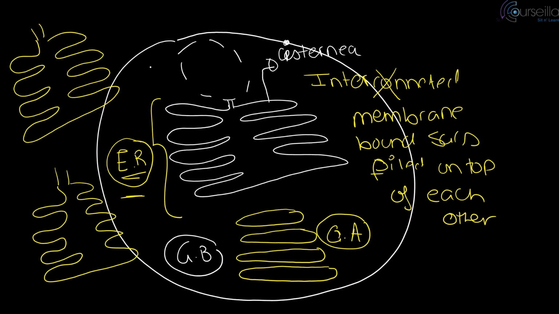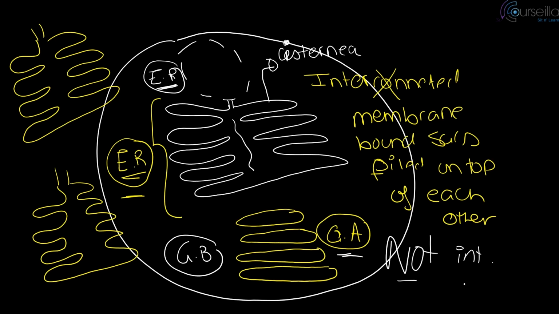What's the difference between the endoplasmic reticulum and the Golgi body? In the endoplasmic reticulum, these membrane-bound sacs are interconnected, as you can see, they're one big organelle, but in the Golgi body, they're not interconnected. When you come to describe the Golgi body, you will describe it as made up of membrane-bound sacs that are not interconnected. These membrane-bound sacs are also called cisterna. So they're very similar. There is one small difference. Is that clear?